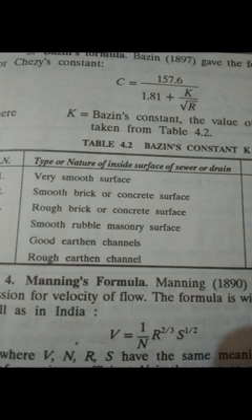When you are doing the problems, you have to be very careful. R is the mean hydraulic radius, raised to the power 2 by 3, and S is raised to the power 1 by 2. Don't interchange them, or in the examination you will get confused. If you don't practice this formula frequently and solve problems, after putting the values of R and S you will not get the exact value of V. So practice problems based on this, because that is where you will make a mistake. R refers to mean hydraulic radius, S refers to slope, and N is the Kutter coefficient, a constant used in Manning's formula.